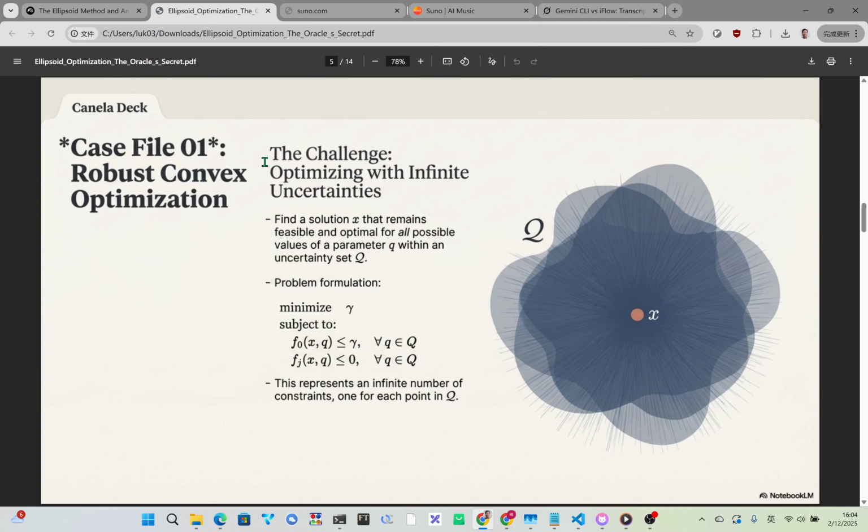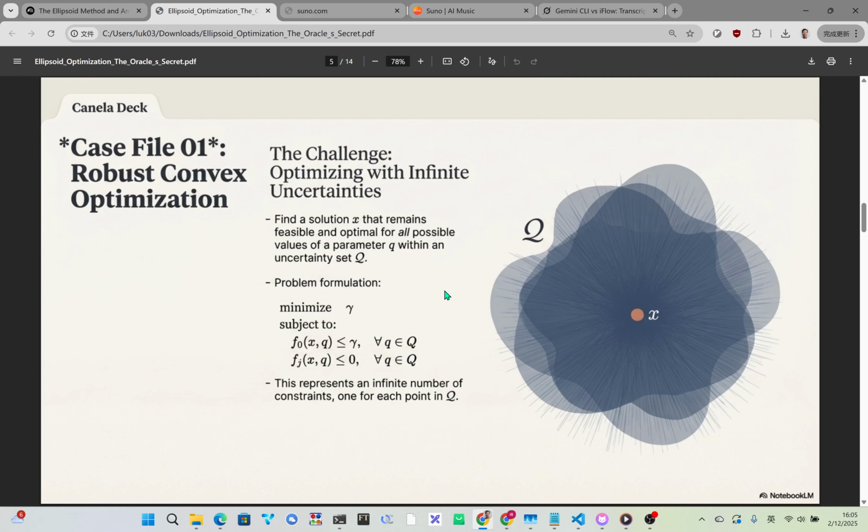Okay, first up, robust convex optimization. The challenge here is finding a solution, let's call it x, that has to stay feasible and optimal not just for one set of parameters, but for all possible values of some parameter q inside an uncertainty set Q. So if that set Q is a continuous range, like say all temperatures between 20 and 30 degrees, you're facing an infinite number of constraints, one for every single point in that range. You'd be writing them down forever.